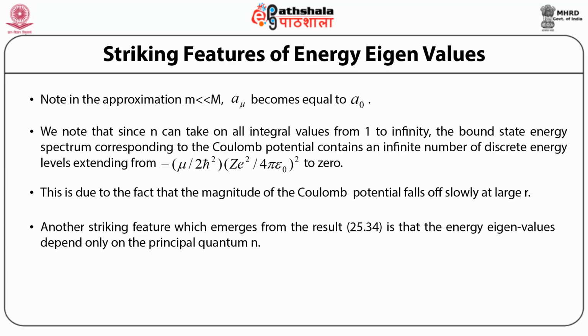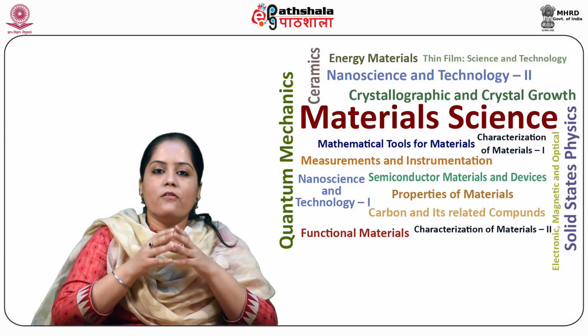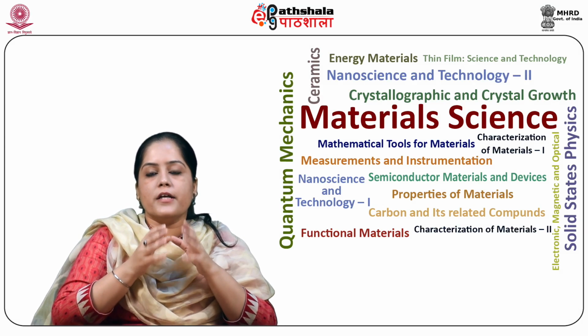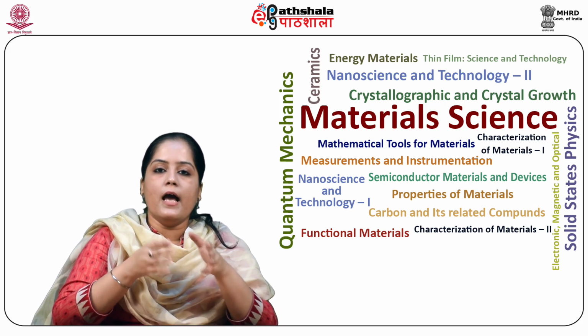This is due to the fact that the magnitude of the Coulomb potential falls off slowly at large r. Another striking feature which emerges from the result 25.34 is that the energy eigenvalues depend only on the principal quantum number n and are therefore degenerate with respect to the quantum numbers L and m. Degeneracy of the energy levels.